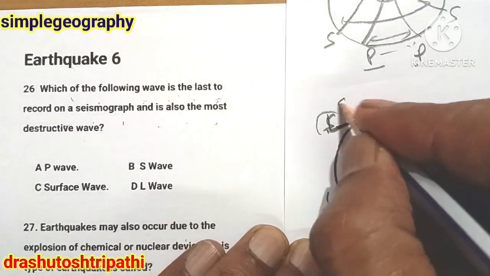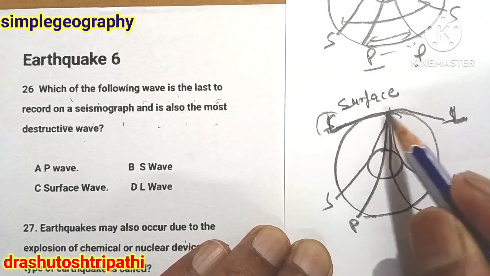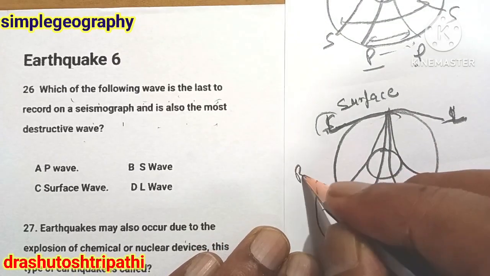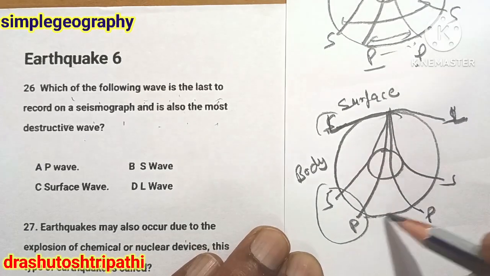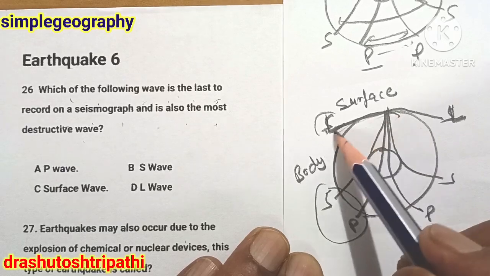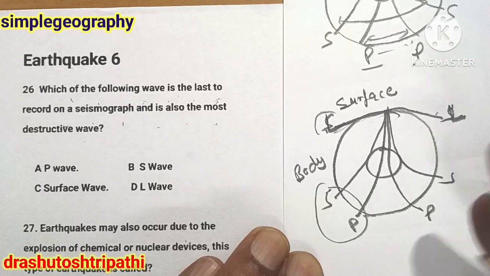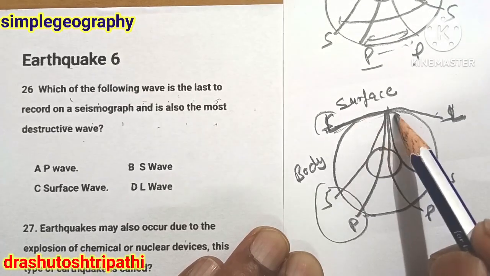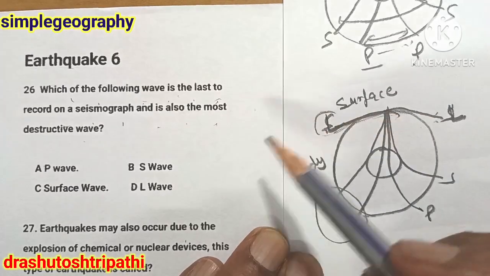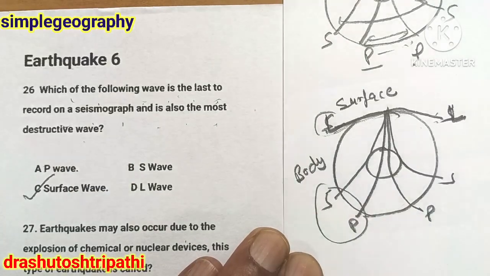Why is it called surface wave? Because it travels over the surface of the earth or the earth crust. And P wave and S wave, the secondary wave, are known as body waves because they travel in the interior of the earth. So the wave which travels over the surface, where all human beings live, their homes, bridges, industry, everything is there. If the earthquake hits the surface, the most destruction takes place on the crust. So which answer is correct? C is correct, surface wave.